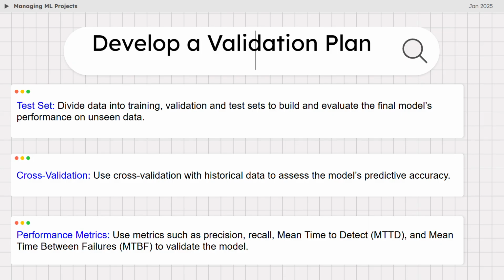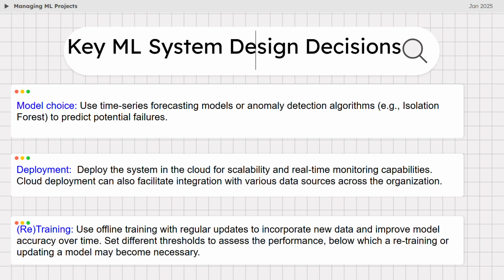What could be our metrics to assess the performance of the model? We might use precision, recall, and mean time to detect, meaning how early was it able to detect, and mean time between failures to validate the model. That's the kind of metrics I would think of using in this scenario.